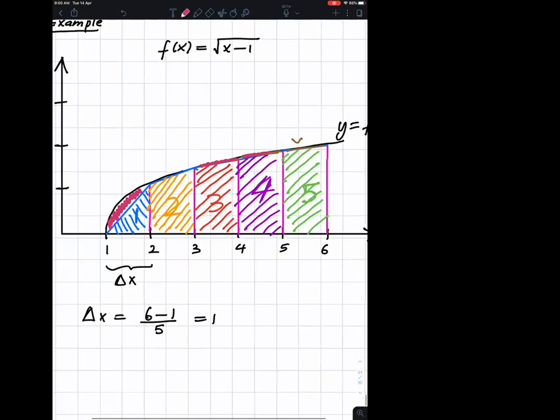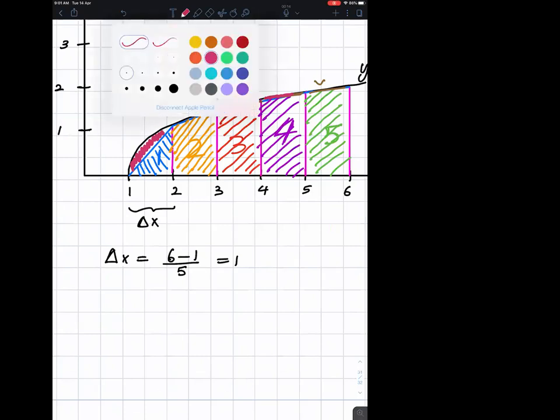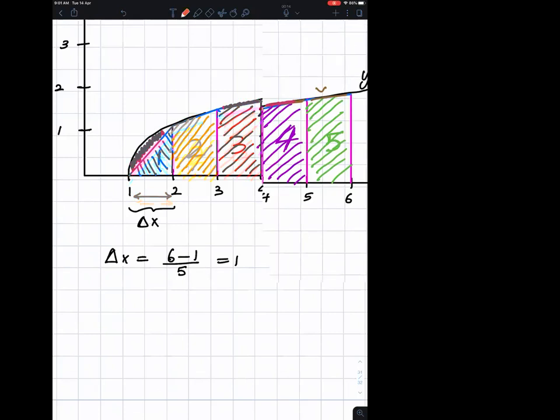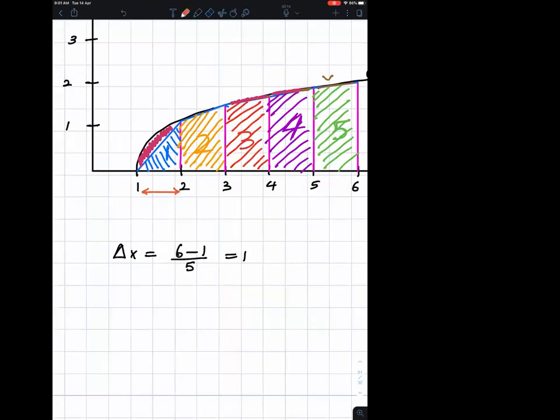So we split that area. So you're trying to integrate from 1 to 6. So the length of each trapezoid, what I mean by the length is the length from here to here. Each one of them is like delta x. So from here to here also is delta x, equal sized width.